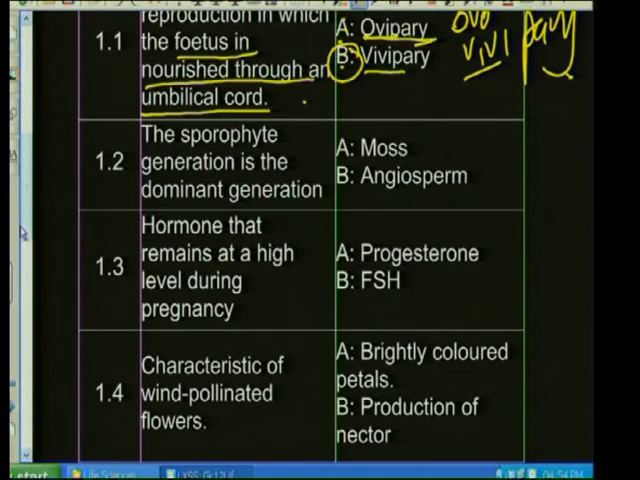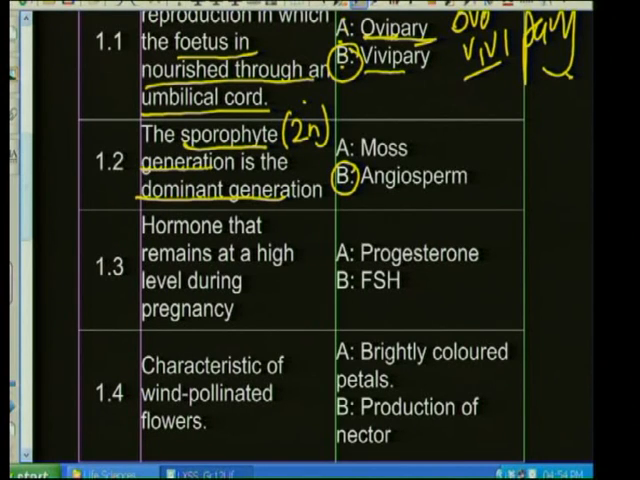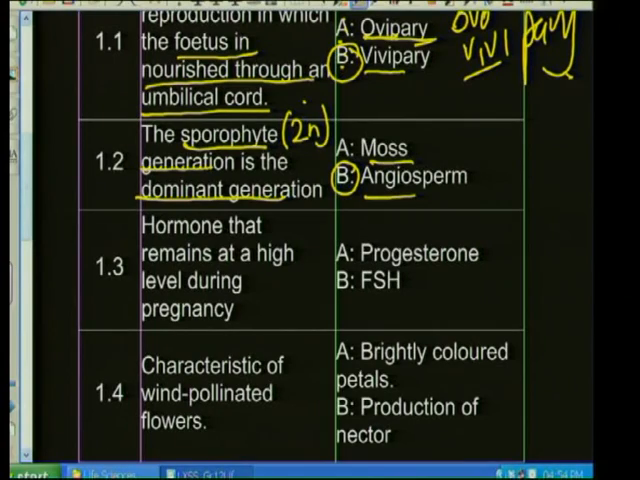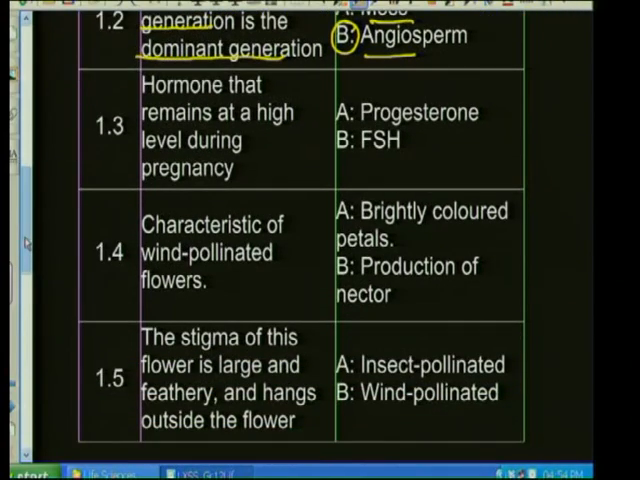The sporophyte generation is the dominant generation. Sporophyte, which is the diploid, 2N, is the dominant. That means the plant that you are seeing is the sporophyte generation. And this is applicable to the angiosperm only. The moss, the gametophyte generation, is dominant. What is being tested there? The life cycle of the moss and the life cycle of the angiosperm. So that's also something you need to look at.